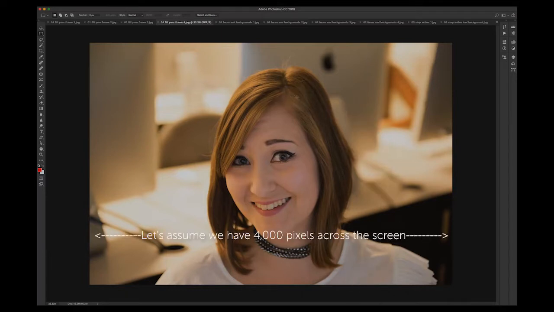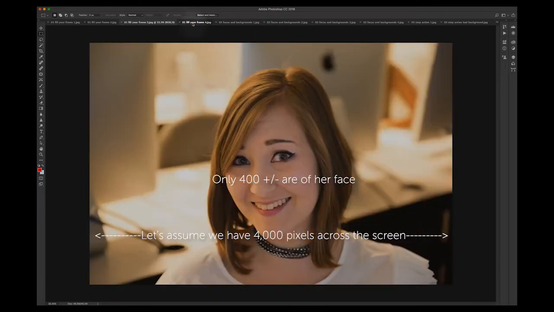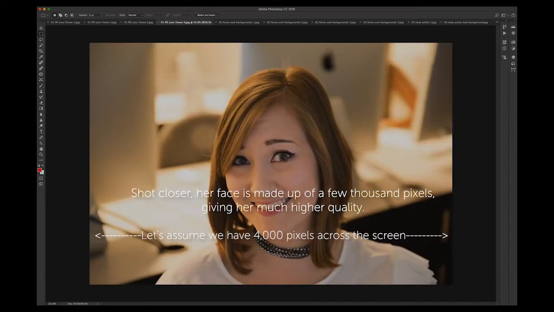And when we go back to the idea of pixels per inch, if you look at this picture, you could argue that, say, out of the 4,000 pixels across left to right, only 300 or 400 of them make up her face. Whereas you go to this frame, and maybe a few thousand pixels make up her face now. So as we enlarge or do effects to this picture, this one will technically hold up a lot better. And the key difference is that we just filled up our frame.